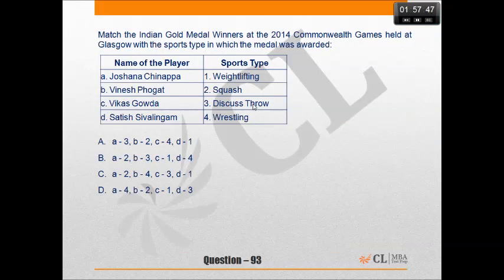Match the Indian gold medal winners in the Commonwealth Games held in Glasgow with the sports type with the medal. Josh Chinnappa squash A2. So A2, A and C are wrong. Vikas Gowda discus throw, so from Karnataka, C3. So C3.